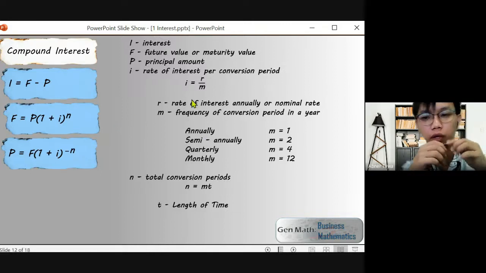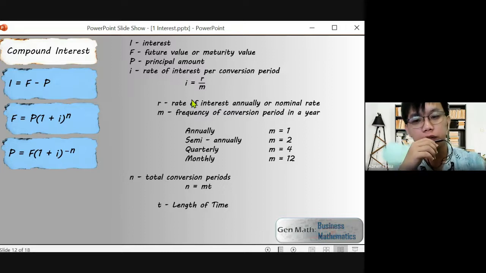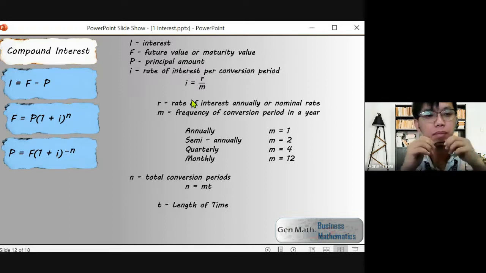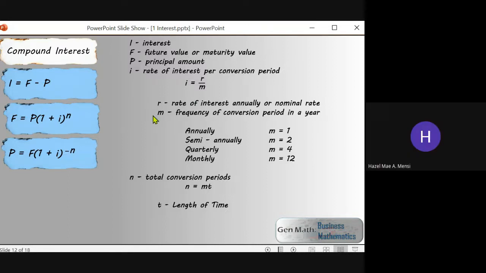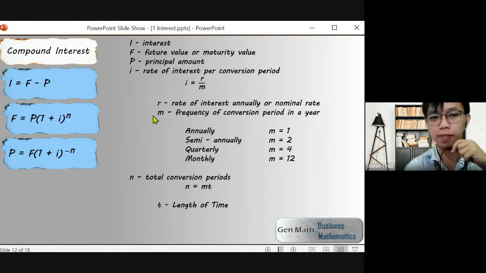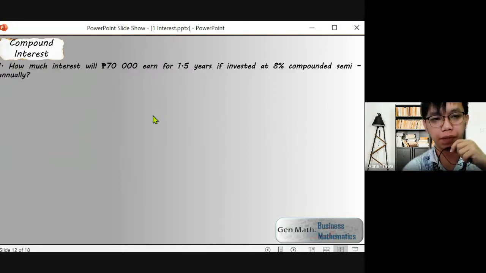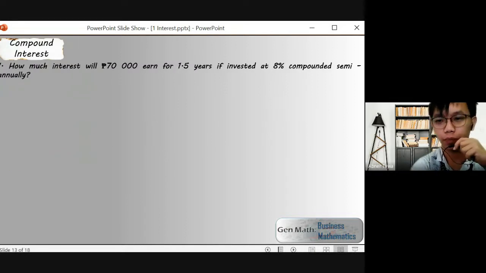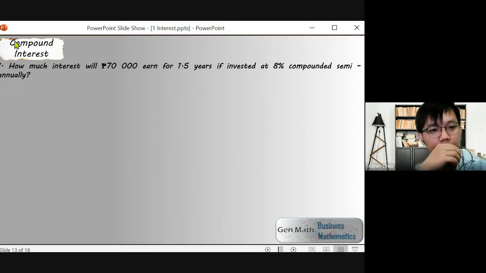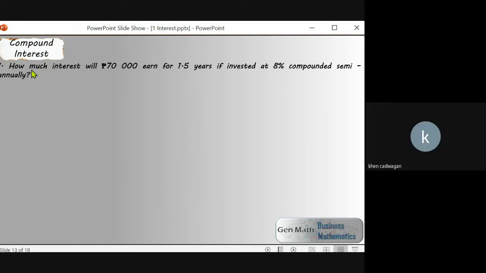Do you have any questions or clarifications before we proceed with the examples? None, sir. Okay, thank you. So let's proceed with the examples para mas maintindihan natin ang compound interest. Okay, so pakibasa yung first example natin, Mr. Ken. How much interest will 70,000 pesos earn for 1.5 years if invested at 8% compound semi-annually? Okay, compounded semi-annual. Thank you.